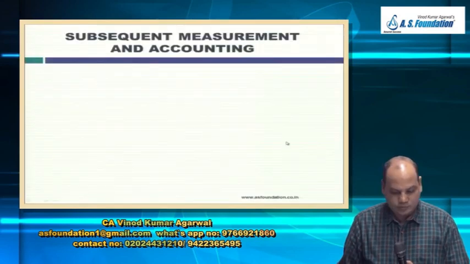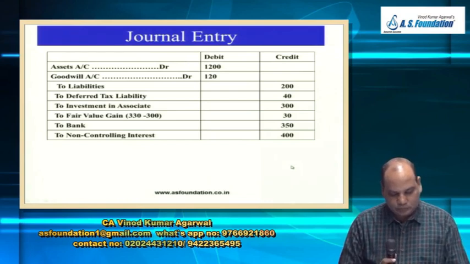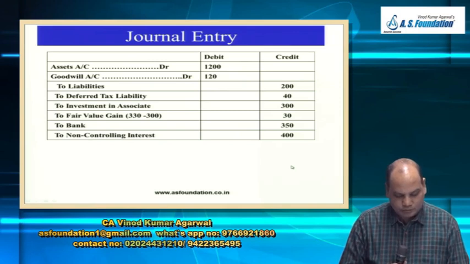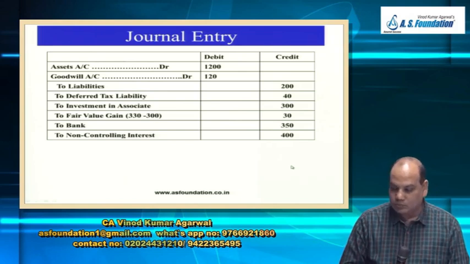Then you write one more note that the balance of OCI, rupees 20 million, will be transferred to other component of equity.